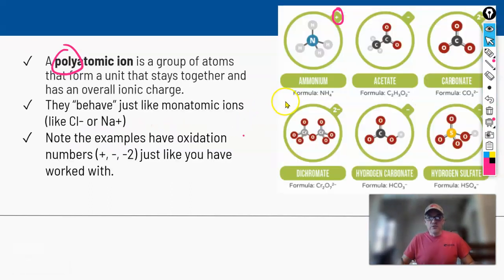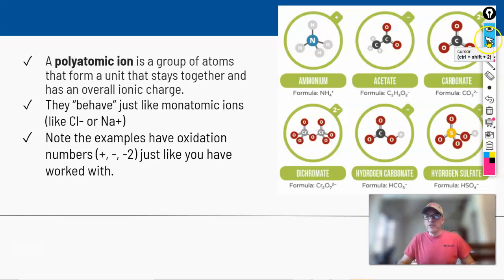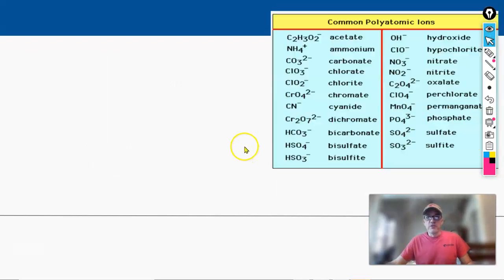So you'll notice if I go backwards, the examples still have oxidation numbers, just like we had before, like +1, -1, -2. So effectively, we don't really have to learn how to do anything new. It's just seeing some groups of atoms put together a little bit differently than you're used to. Okay, so there's some examples we have here.